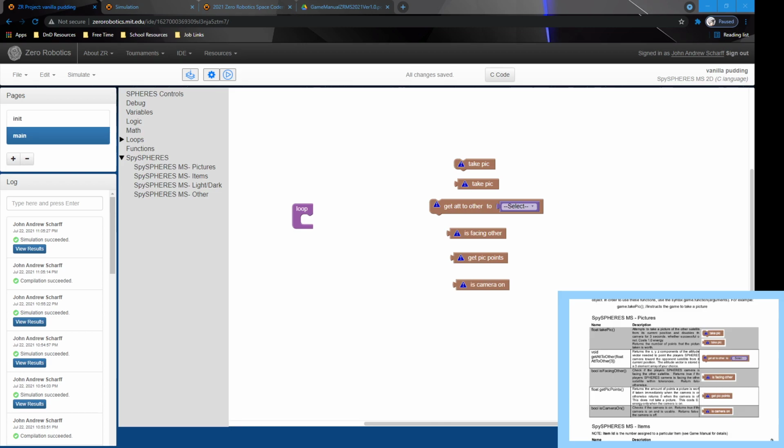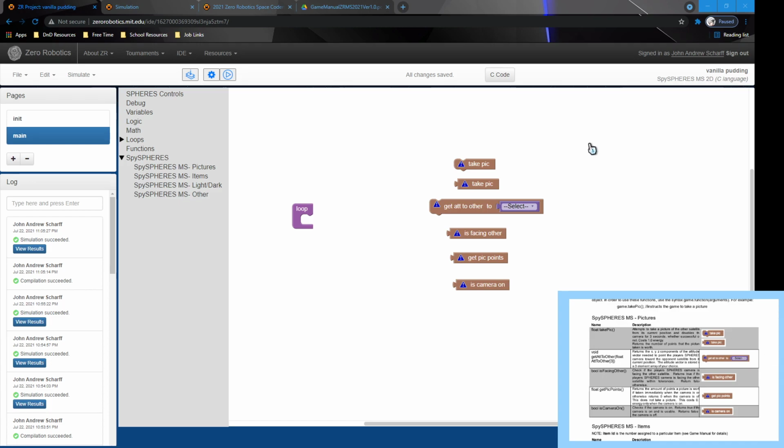Hello everyone, John here. Today we're going to be taking a quick look at some of the features that are available to you in the SPYSPHERES MS 2D platform. These are some functions that aren't available to you in free mode, but since they are specific to the game, they are available to you now.